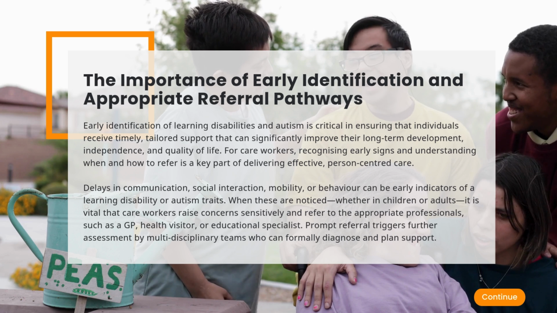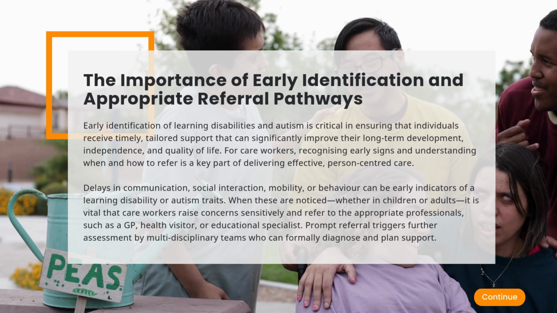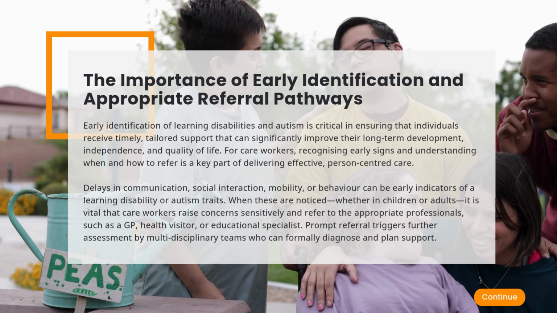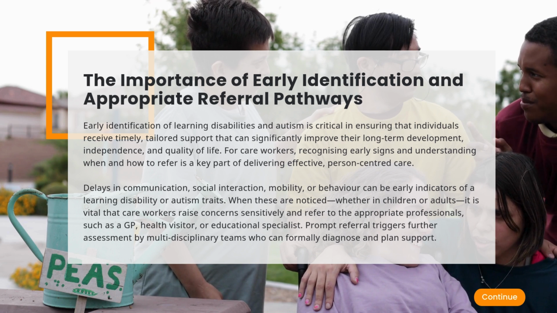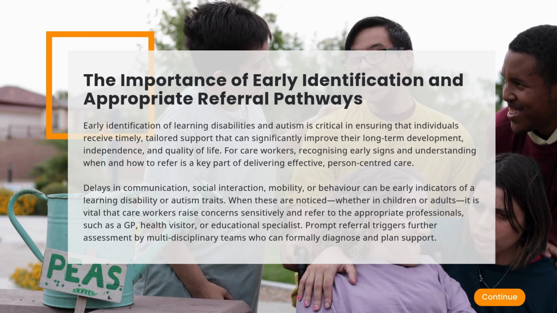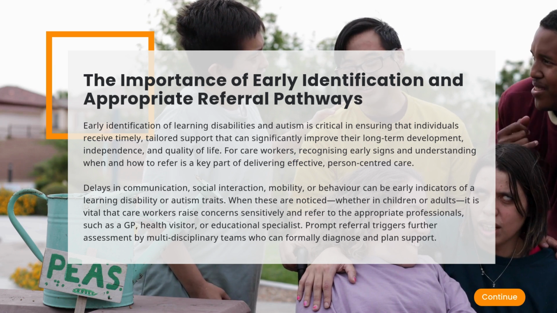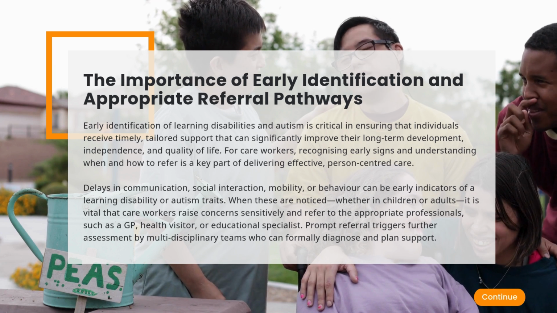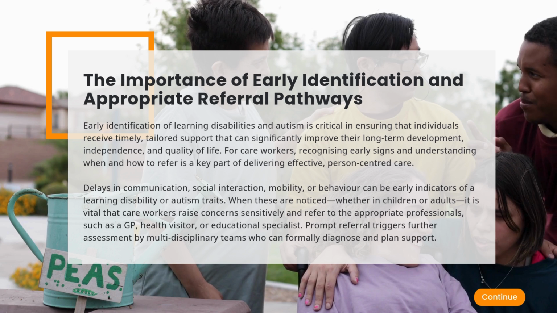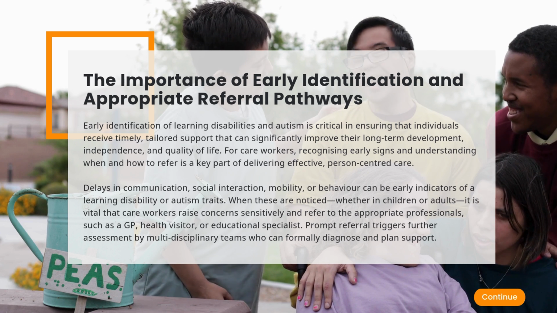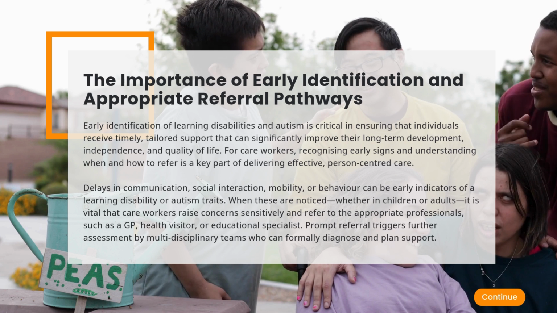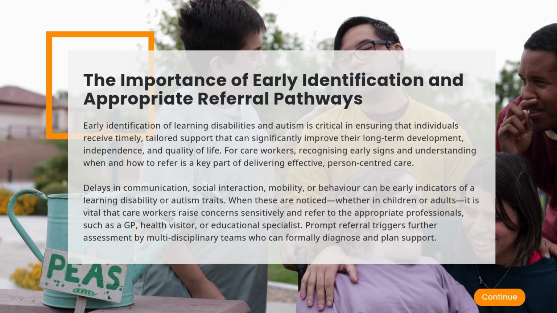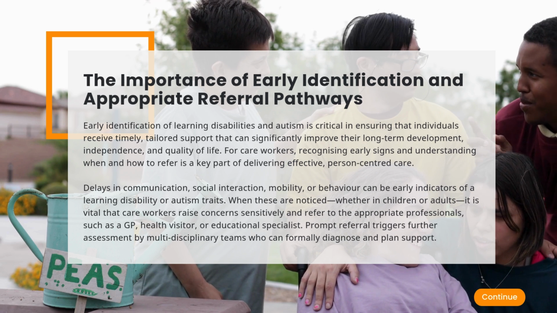For care workers, recognizing early signs and understanding when and how to refer is a key part of delivering effective, person-centered care. Delays in communication, social interaction, mobility, or behavior can be early indicators of a learning disability or autism traits. When these are noticed, whether in children or adults, it is vital that care workers raise concerns sensitively and refer to the appropriate professionals, such as a GP, health visitor, or educational specialist. Prompt referral triggers further assessment by multidisciplinary teams who can formally diagnose and plan support.